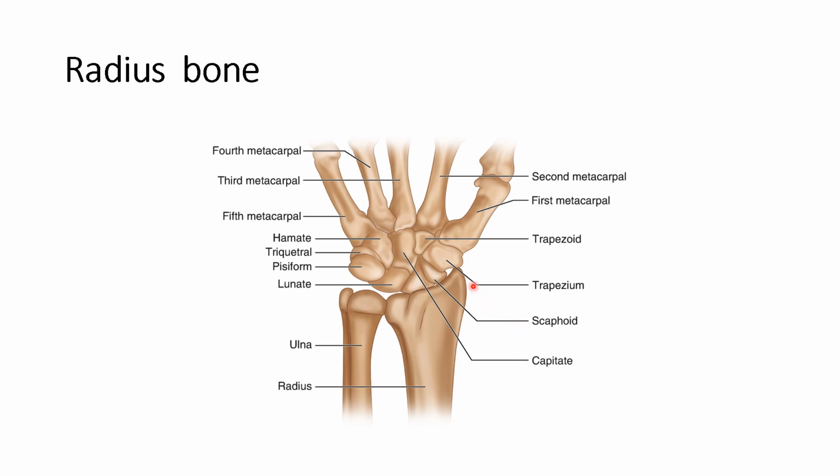This is the lower end of the radius. So this lower end of the radius articulates with the ulna to form part of the inferior radio-ulnar joint, and at this lower end of the radius it also articulates with the carpal bones. Later you study them in detail. These are the bones of the hand and these form the wrist joint with the lower end of the radius.